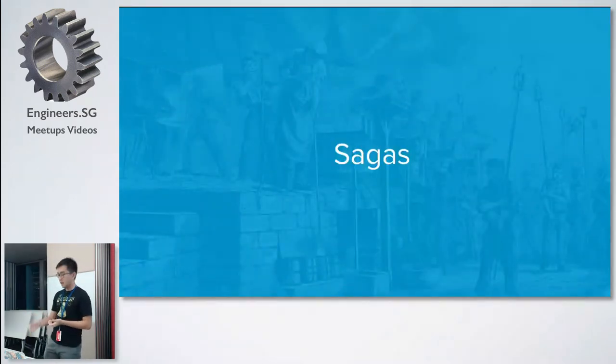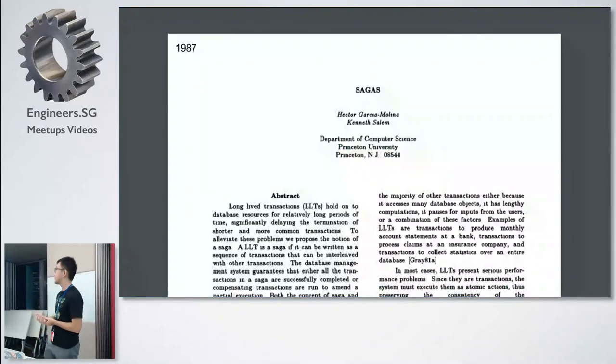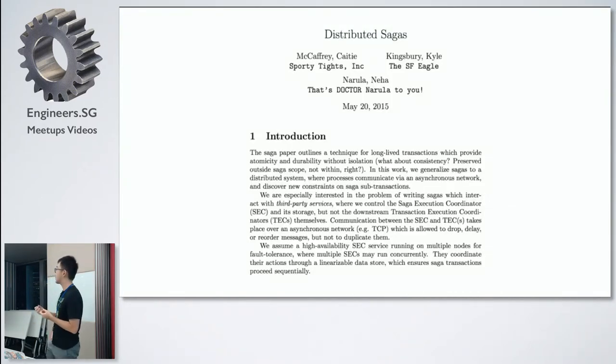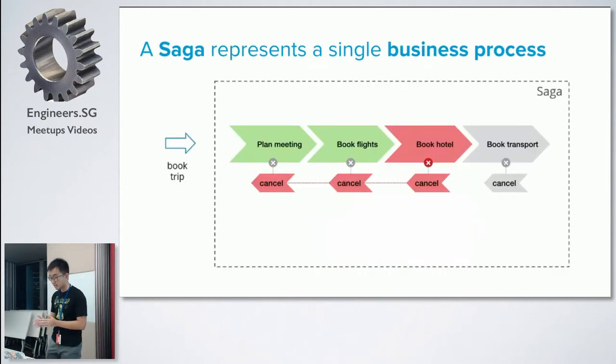Sagas were first described in a 1987 paper. It was meant to be an alternative solution to long-lived database transactions. And recently, this pattern has been applied to distributed systems. The first half of this talk on distributed sagas is mostly from this particular paper. The link is available in the slides, which I will share later.